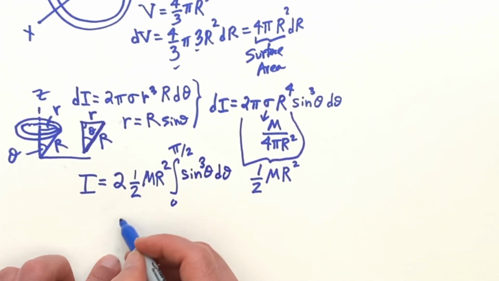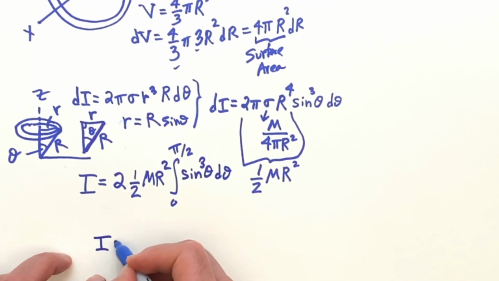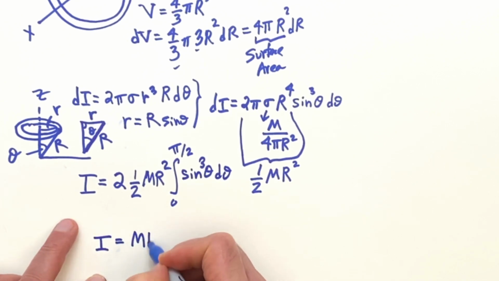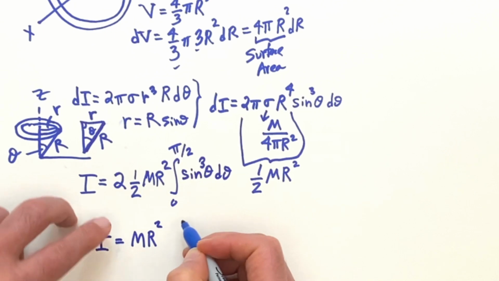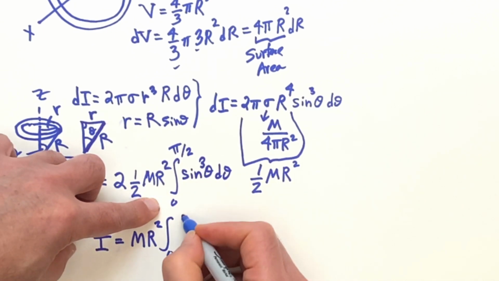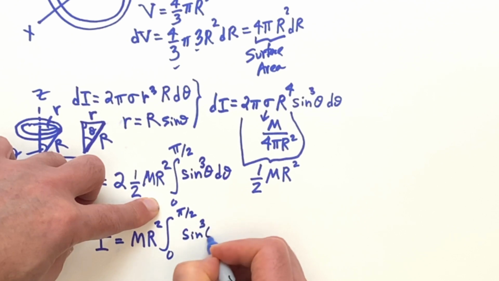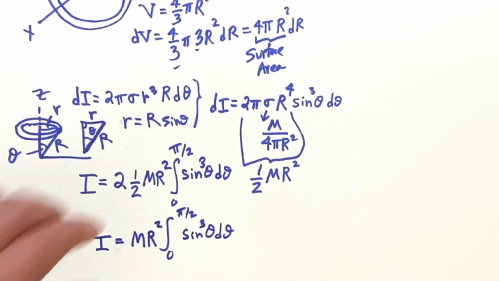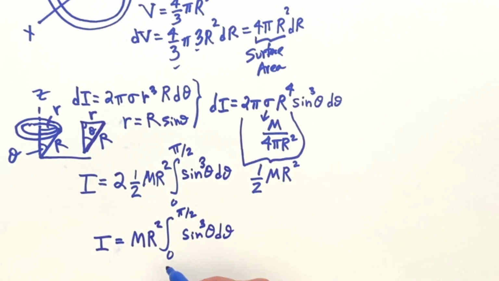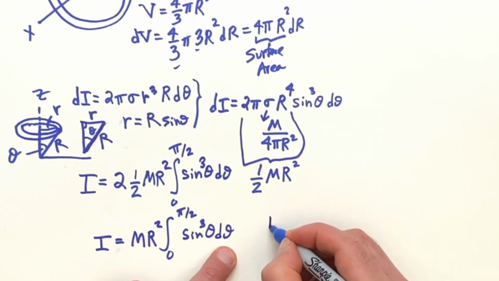These cancel the 2's, so we have mr squared, and then we have the integral from 0 to pi over 2 of sine cubed theta d theta. So that's the integral that we're interested in doing. Now that sine cubed looks a little tricky, so let's go ahead and extract this integral.